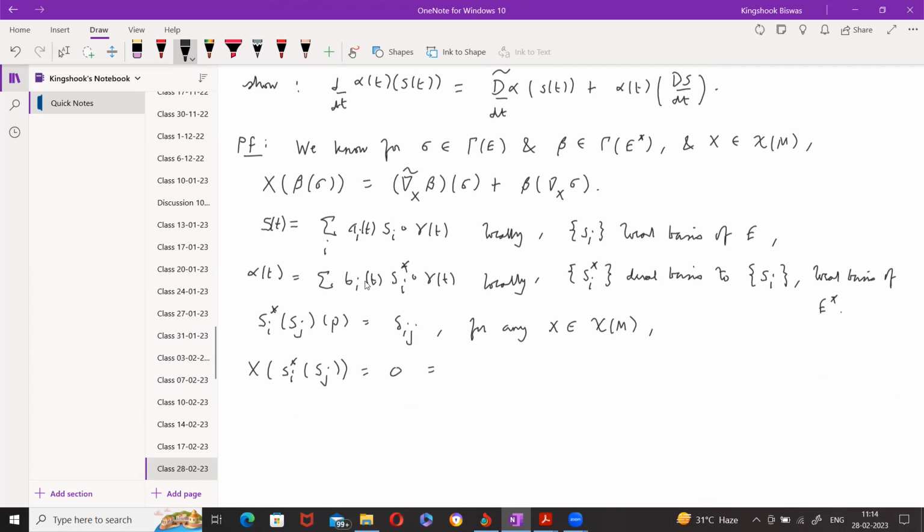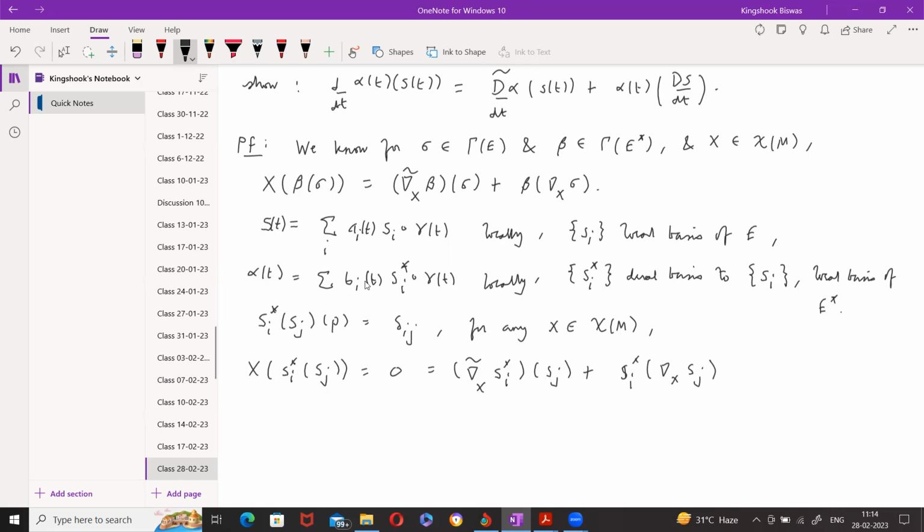On the one hand, this is 0 because this is a constant function. On the other hand, what is this? This is going to be nabla tilde X S_i star applied to S_j plus S_i star applied to nabla X S_j. Okay. So I have this equation.